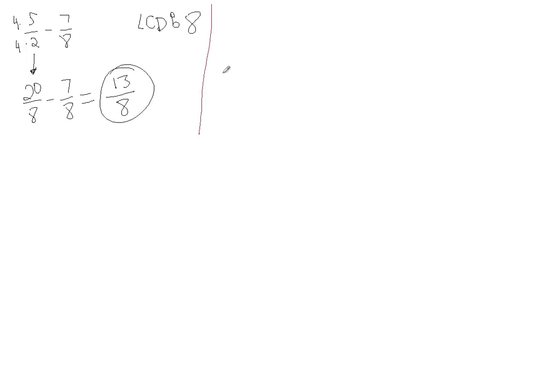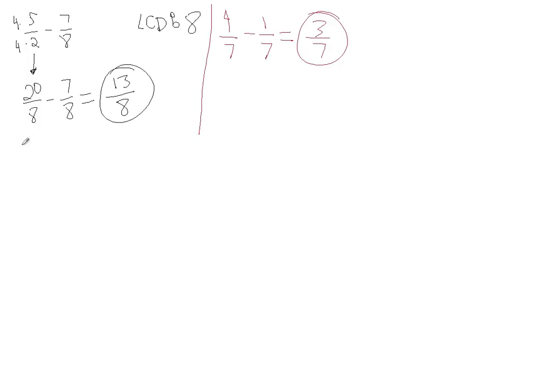Let's do another one. Let's subtract 4/7 minus 1/7. Now here we have the same denominator in both fractions, so we really don't even need to find an LCD. We could simply rewrite our denominator and then subtract across the top. 4 minus 1 is 3, and 3/7 is our answer.